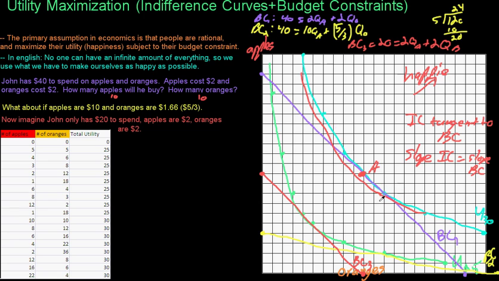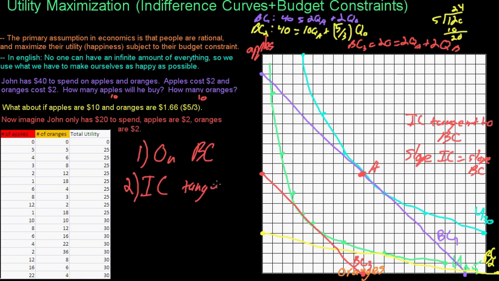So I'm going to delete all of these budget constraints that I was drawing just to clarify that. And so now we have two real big conditions, two real big things that have to be happening. First, you have to be on the budget constraint, and I'm just going to write BC. And then the second is that the indifference curve, IC, has to be tangent to the budget constraint.